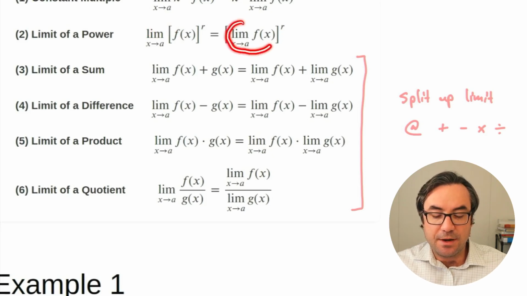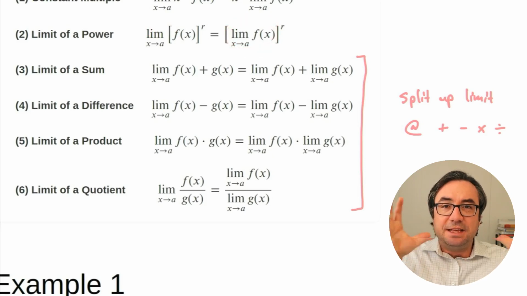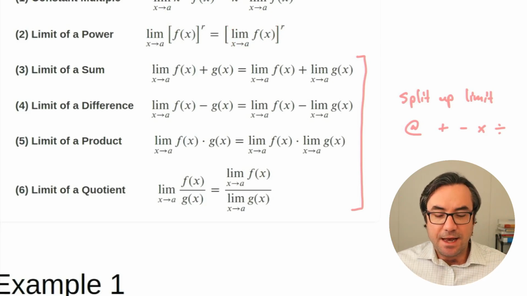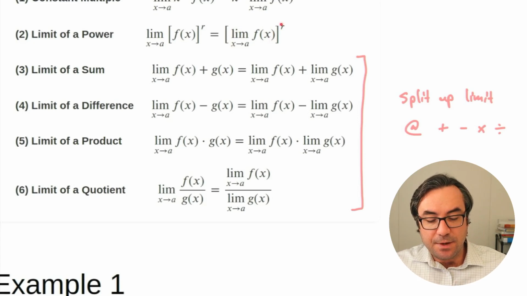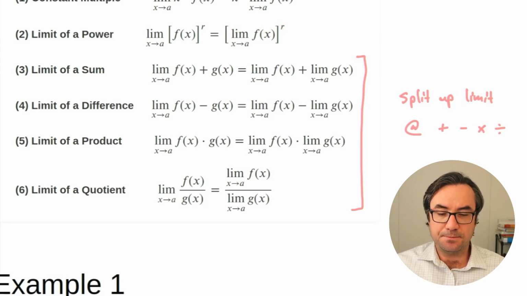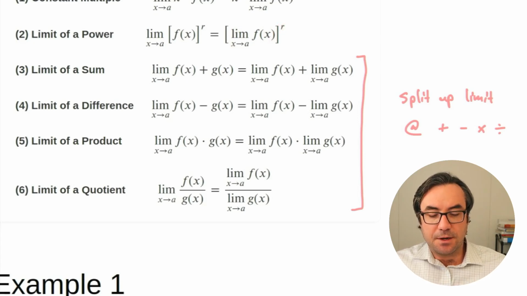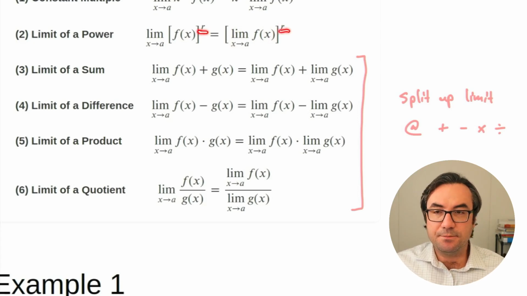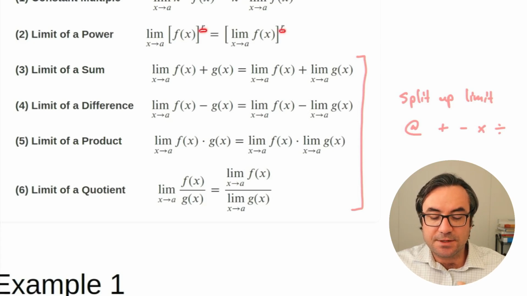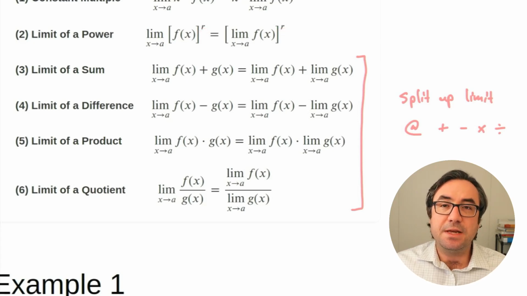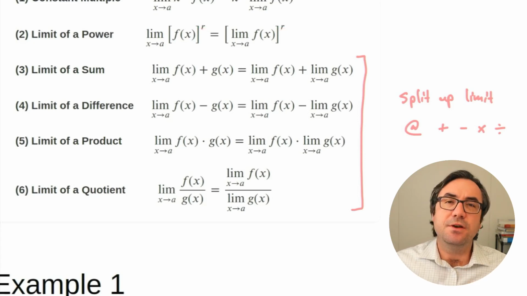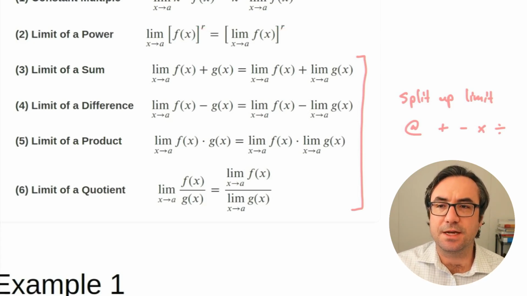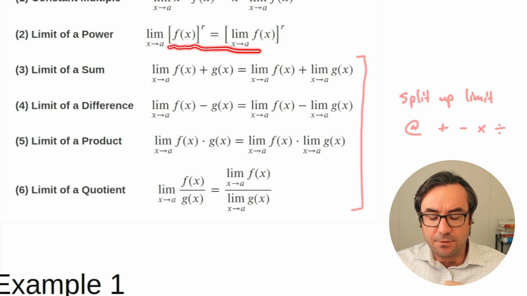So we can do the limit of just the inside variable part. And then once we have that limit all calculated, then we can raise it to the power r. Now, there are some restrictions on this one because we have to be careful of exponents. If this was a root function, so raised to the 1/2, we can't have negatives under a root sign. So you just have to be a little careful with this one.